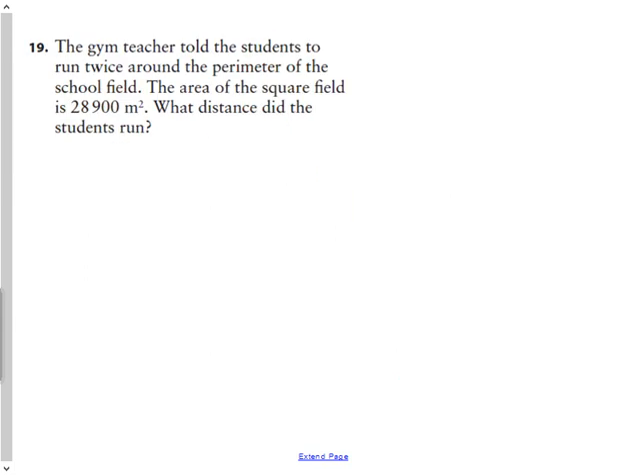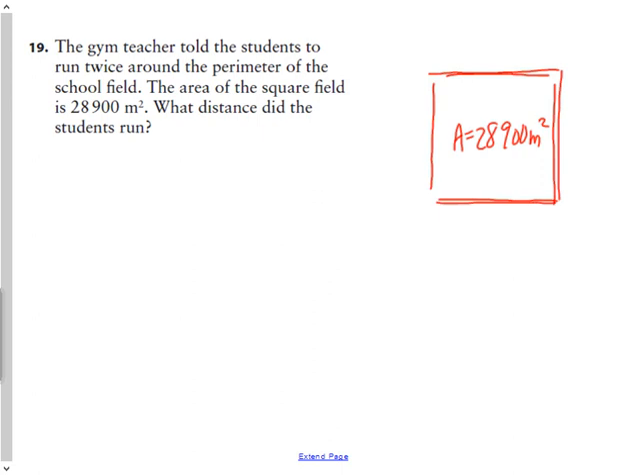Question 19 said, a gym teacher told the students to run twice around the perimeter of the school field. The area of the school field, which was square, was 28,900 square meters. How far did the students run? So here's the field, and the area is 28,900 square meters. So if I'm going to determine how far they ran around, I better figure out first how long a side length is. So since area equals side squared, then 28,900 will equal whatever that side was squared.